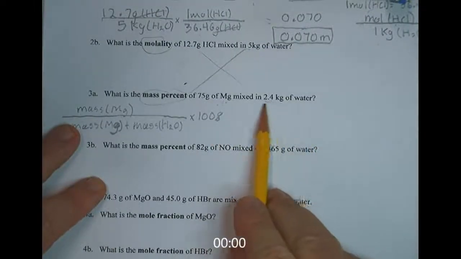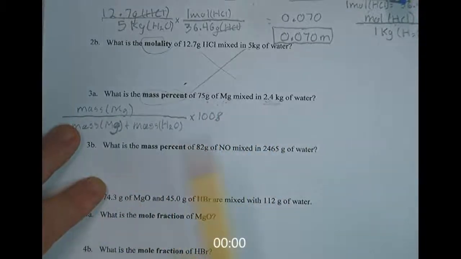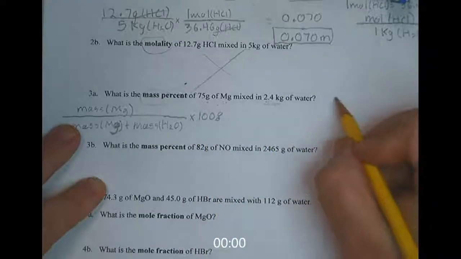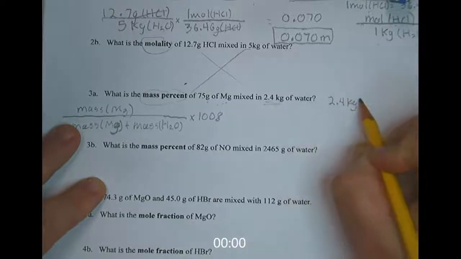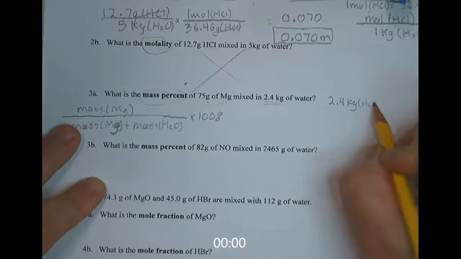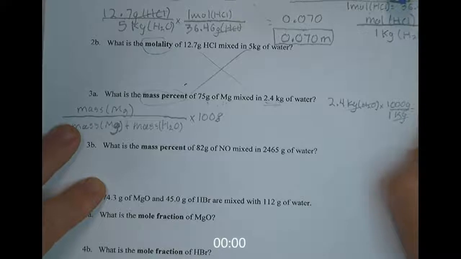Okay, so everything is already in the right units. The only conversion we need to make is we need to get from kilograms to grams of water. We can't add grams and kilograms. You either have to have it all in kilograms or all in grams. It really doesn't matter which way you go, but we're used to dealing in grams, so we're going to convert it. So let's just do that over here. 2.4 kilograms of water times 1,000 grams for every 1 kilogram, cancel kilograms, and you end up with 2,400 grams.